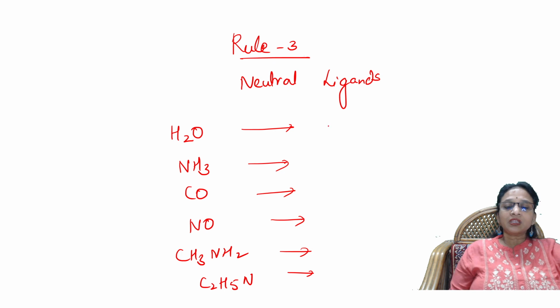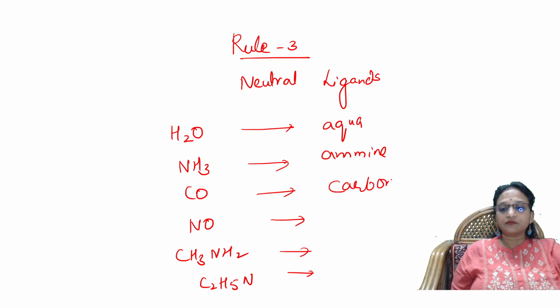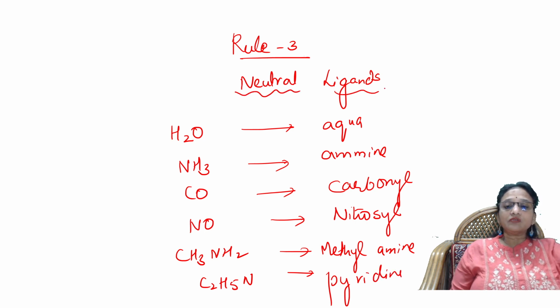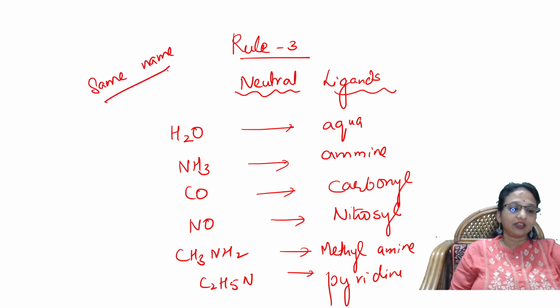For example, aqua, you will be using aqua. You will be using amine. This is carbonyl. Same name would be there for neutral ligands, right? If I take NO, it is called a nitrosyl. If I take this, same name would be there. That is methylamine. Then comes pyridine. So there is no change in name. For neutral ligands, remember, you'll always take the same name. There won't be any change in the name like anionic.